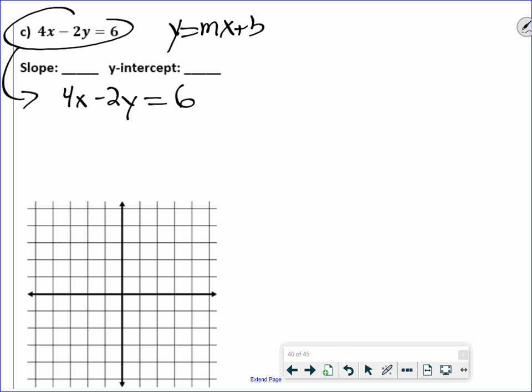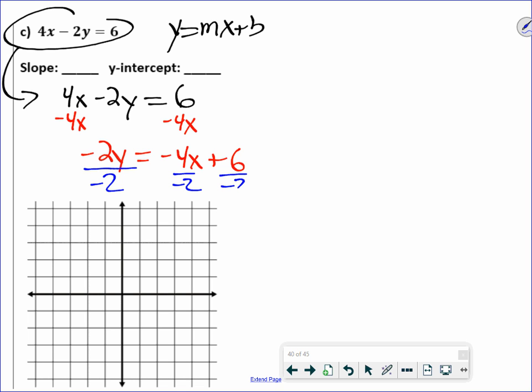And then depending on how you were taught, you would either think about subtracting 4x from both sides, or some of you may have learned that if you move a term from one side to the other side, it becomes the opposite. Either way, you'd get that. Now, this still doesn't say y equals, so I need to divide both sides by negative 2. And I'll get y equals 2x minus 3. So what that means is that my slope is 2, my y-intercept is negative 3.